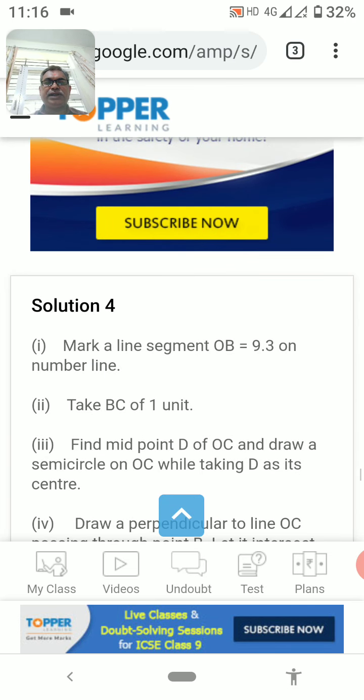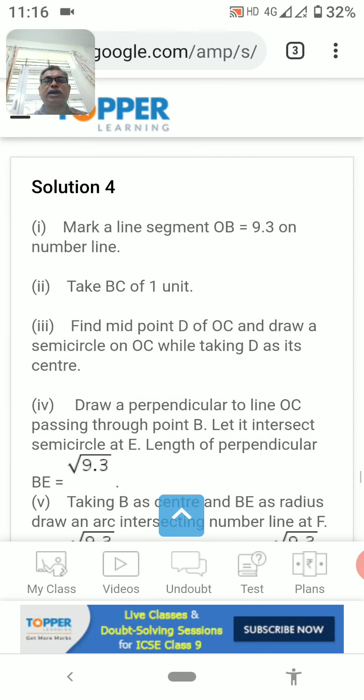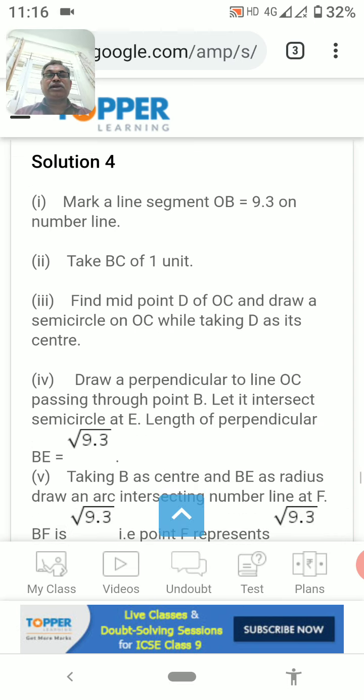Next example, a very important example. You know the irrational numbers are of various types like root 2, root 3, and so on. Then there is the square root of any decimal fraction. Suppose you take 9.3. So what is root 9.3? Where does this number lie on the number line?